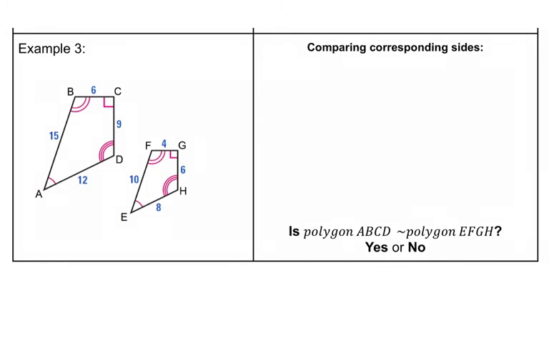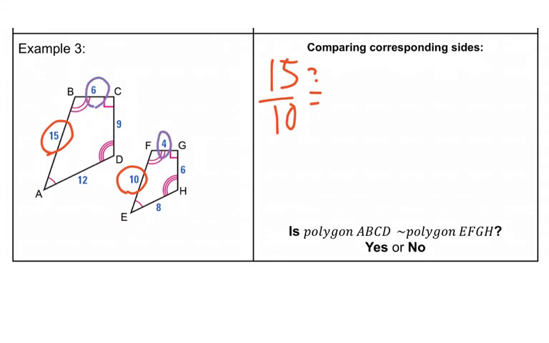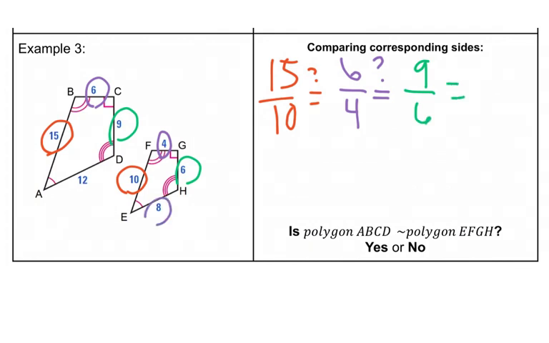Okay, lastly, we have example 3. And this one is asking, is polygon ABCD similar to polygon EFGH? Here we actually have all 4 side lengths for each shape. So let's just pair them up and make sure they all divide to the same number. So 15 goes with 10. We're going to do 15 divided by 10. We want to make sure that equals 6 goes with 4, so 6 divided by 4. We want to make sure that equals 9 and 6. And then our last side pairing is 12 and 8.